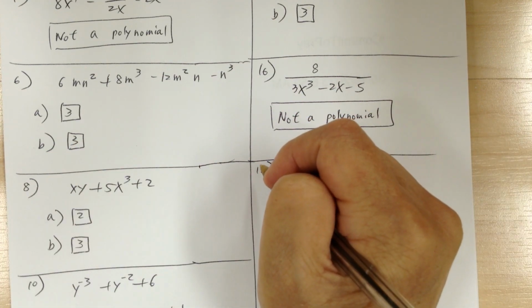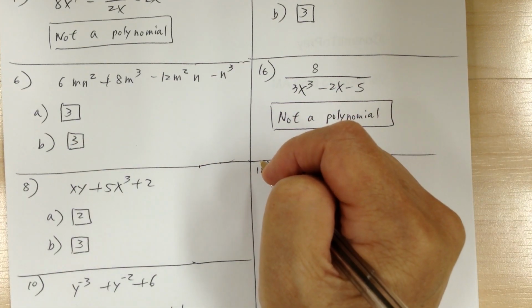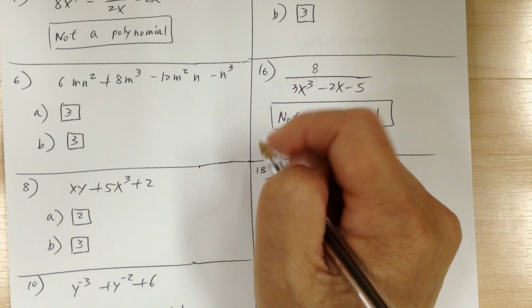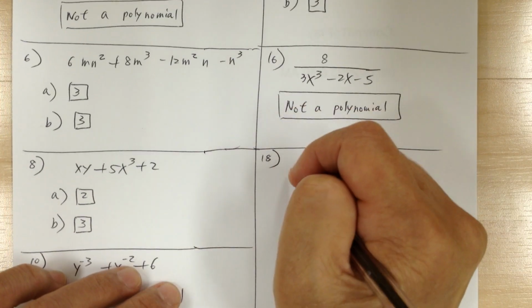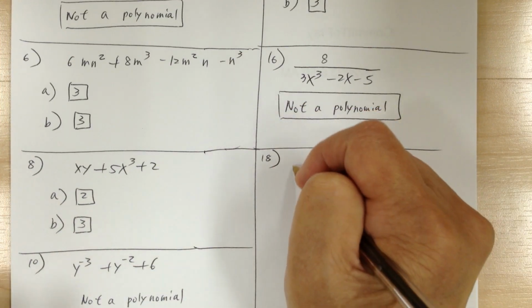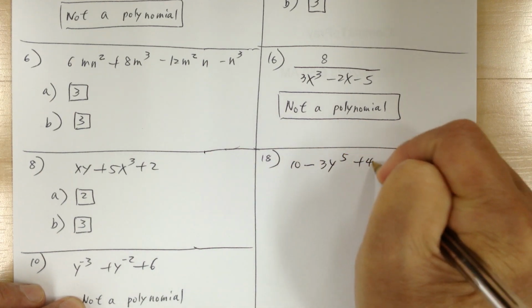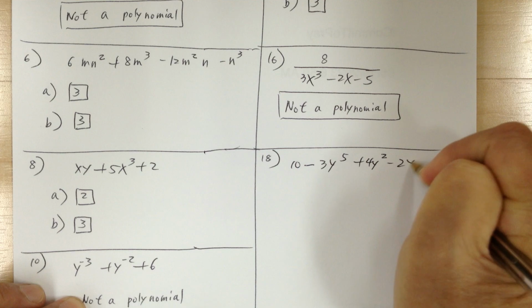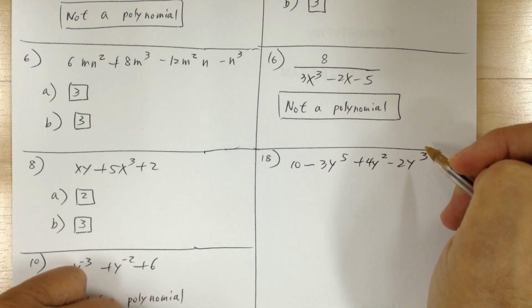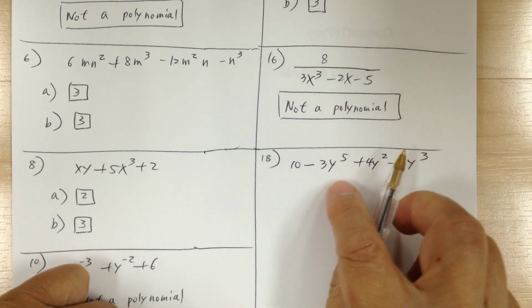Okay, number 18. Okay, write each polynomial in descending powers of the indicated variable and find the leading coefficient. Okay, so number 18, you have 10 minus 3y to the 5 plus 4y squared minus 2y cubed. Okay, and you want to write in the descending order of y. So start with the highest one.